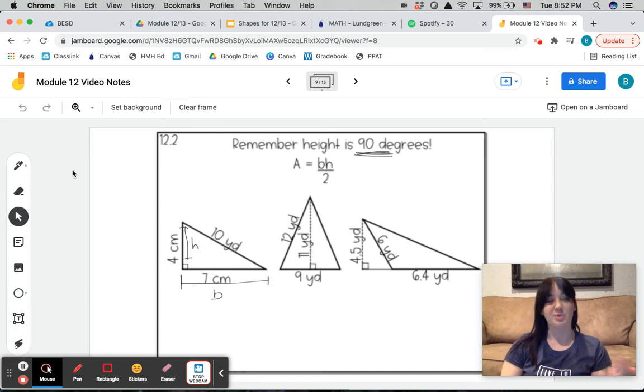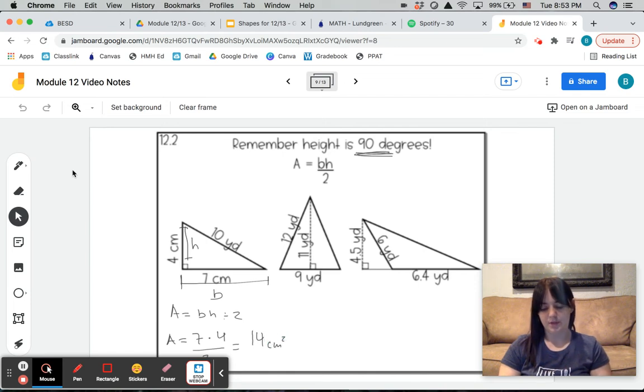So the 10, we don't really need the 10. We don't need to know the 10 yards. All we care about is the base and the height. So if area equals base times height divided by 2, then let's plug it in. We have area equals base, which is 7, times height, which is 4, divided by 2, which is going to give us, what, 7 times 4 is 28. 28 divided by 2 is 14. And it'll be 14 centimeters squared.